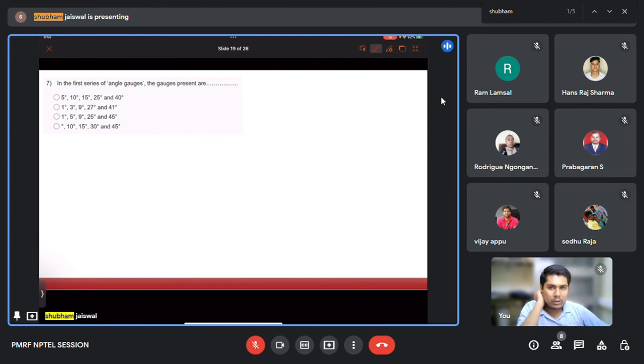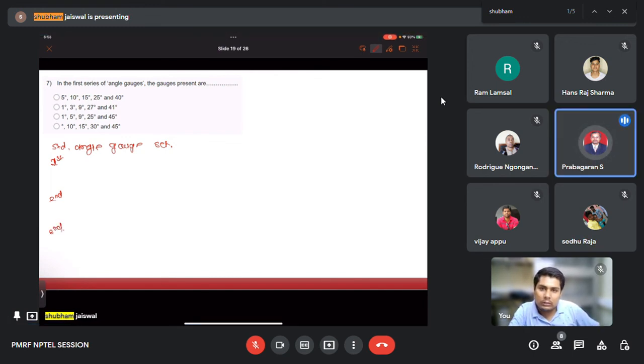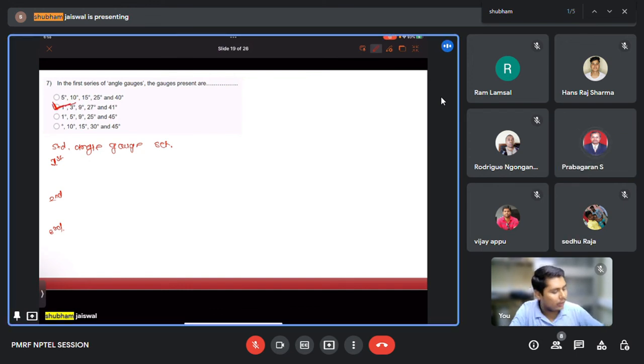Okay, so if you see the standard angle gauge set, there are 3 series. One is the first series, then the second series, and the third one is the third series. Okay. You are absolutely right. Okay.